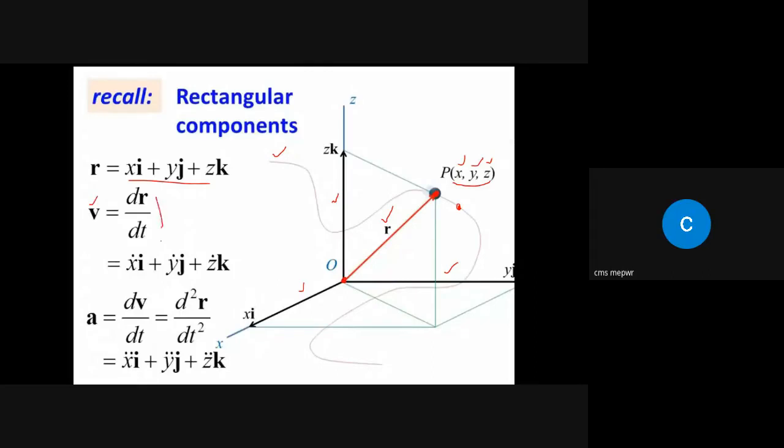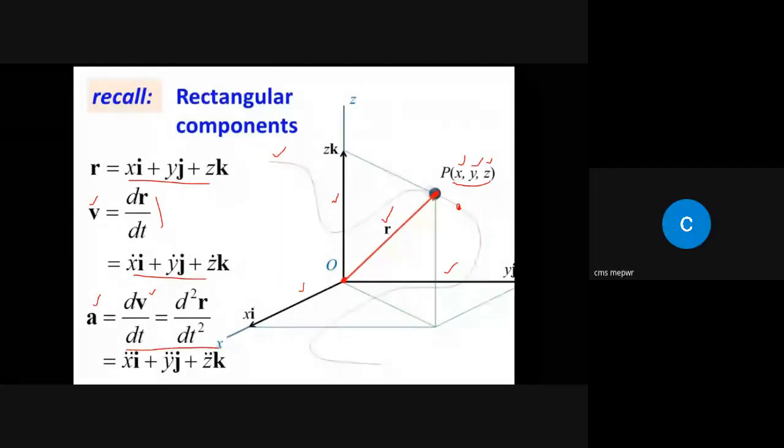We can also write the velocity in terms of its components. We can also have acceleration by time derivative of velocity, and we can also write it in terms of its components, right? I think this is self-explanatory. We have explained these things so many times.